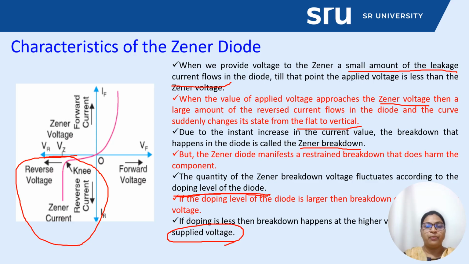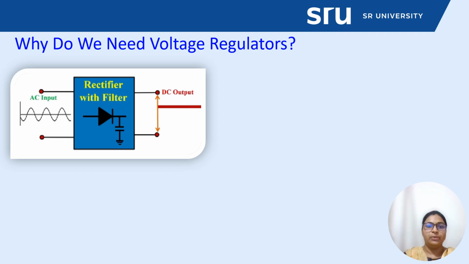Now we will move forward towards voltage regulation. First we need to know why we need a voltage regulator. Let us think about what happens when we plug in our mobile phone to charge, or when a microcontroller receives more voltage than it is designed for, beyond its tolerance. What will happen?